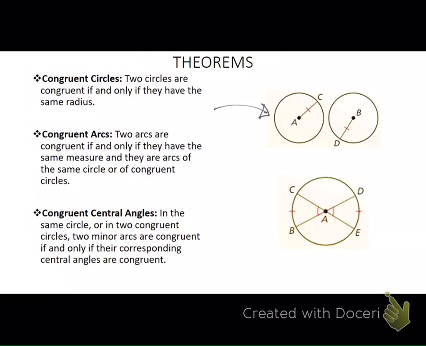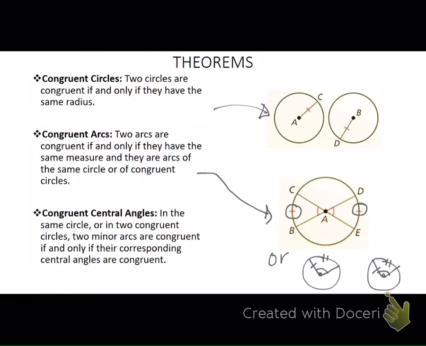Two arcs are congruent if and only if they have the same measure and they are arcs of the same circle or of congruent circles. So what this is saying is that you need to know one of two things to know that we have congruent arcs here. If they're in the same circle, or if they're outside of the circles, they have the same radii and the same central angle. That would make them congruent circles as well, which means that these arcs are congruent.